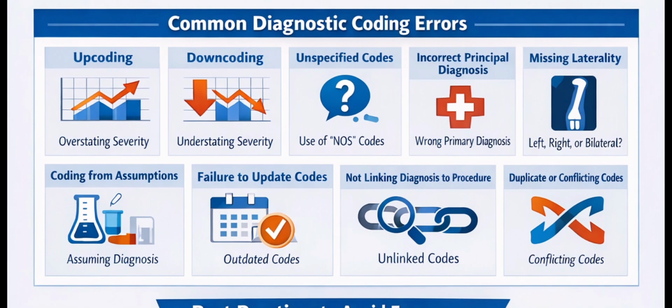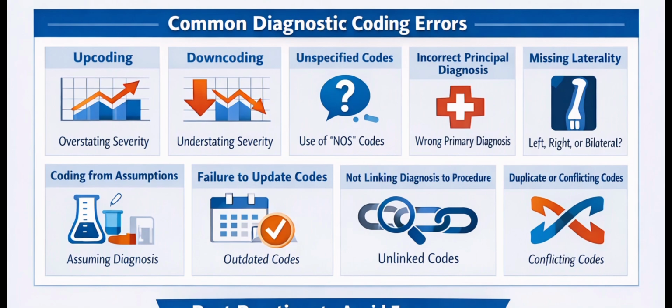Next we will talk about incorrect principal diagnosis. It is defined as selecting the wrong condition as the main reason for the encounter. What are the impacts? There are DRG payment inaccuracy and audit risk. How to avoid them? Follow official coding guidelines and understand sequencing rules.